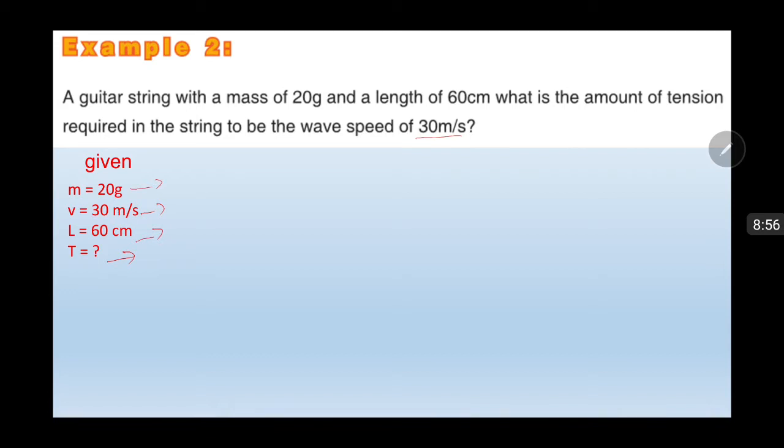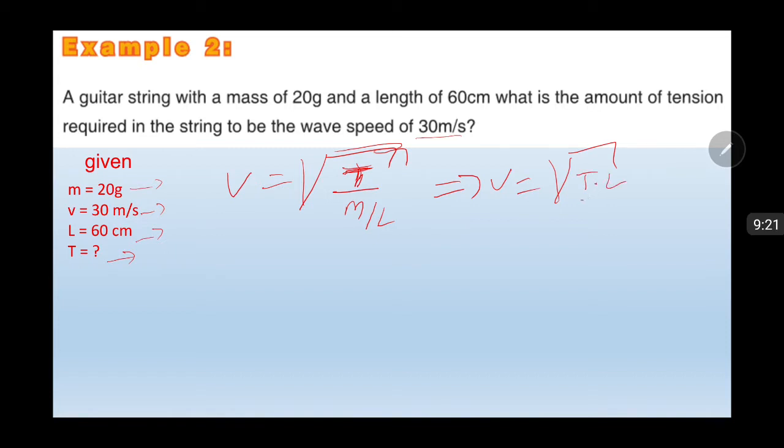Now I will use the equation speed equals square root of tension over mass over L, or V equals square root of T multiply L over M.